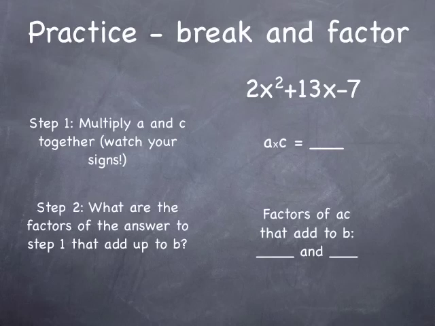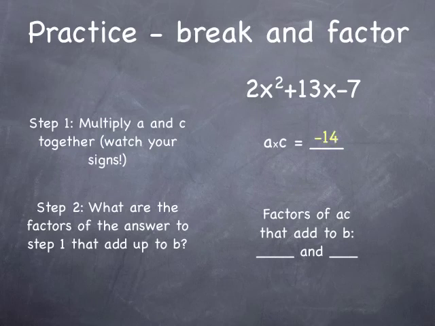Step 2, look at what you got when you multiplied a and c together and ask what are the factors of that number that add up to b, the middle coefficient in the equation. In this case, we're wondering what are the factors of a times c that add up to 13. Pause the presentation for a minute while you try and find the answers to these blanks.